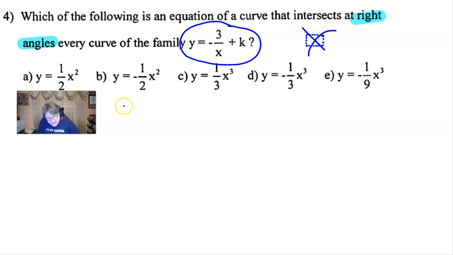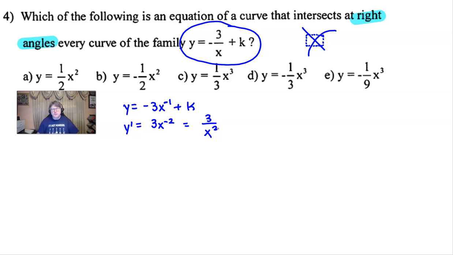And so we're going to take the derivative of this, and if it's a little bit tricky to do that initially, we could rewrite that as x to the -1. And now the y prime, we're going to get +3 x to the -2. Of course, the derivative of k is just 0. And so we could rewrite this as 3 over x squared. And that's basically going to serve as a formula of the slope of the tangent line to any point that might be on that particular curve.